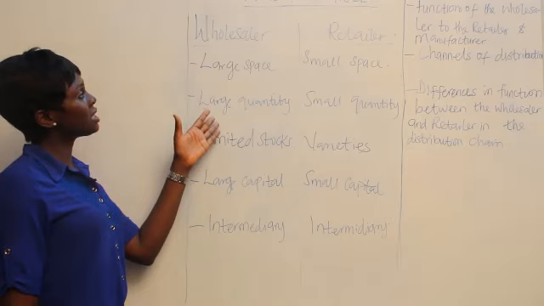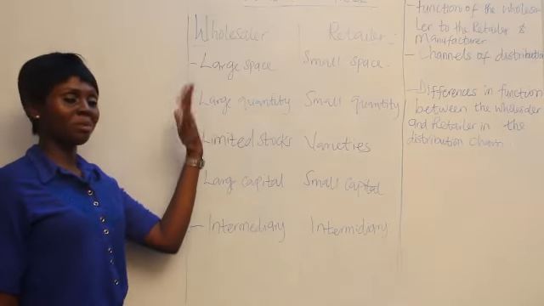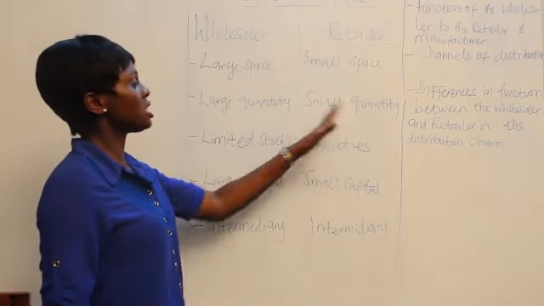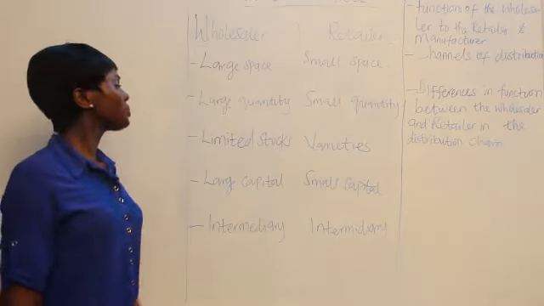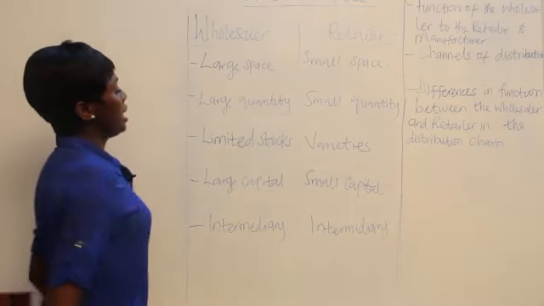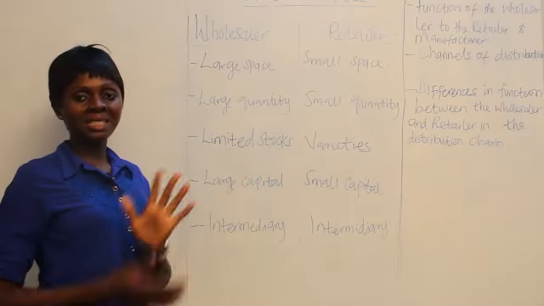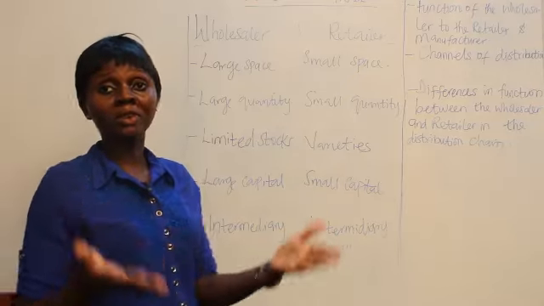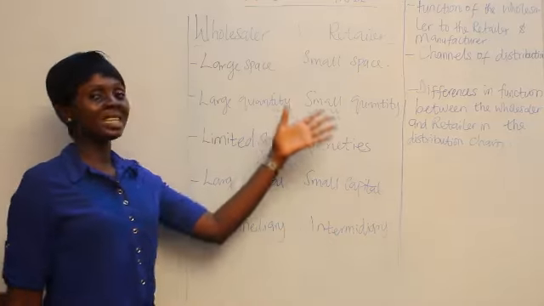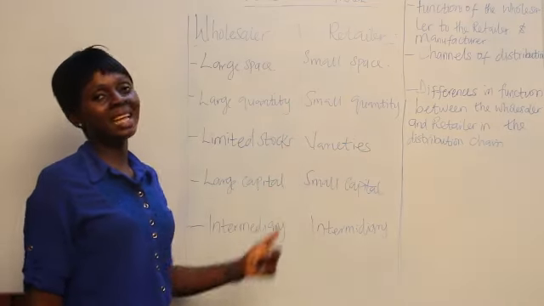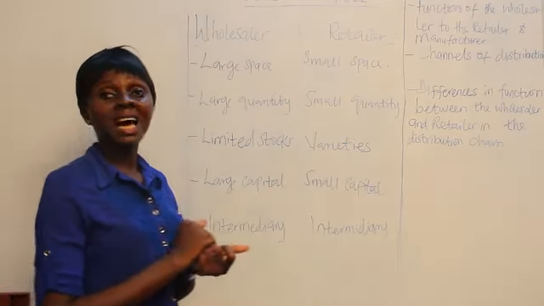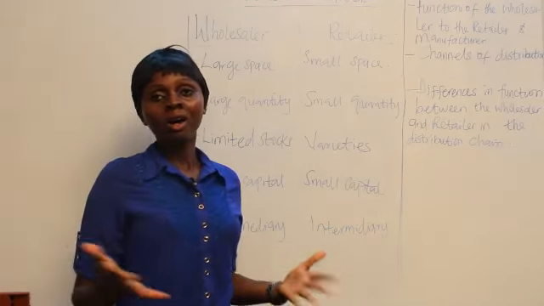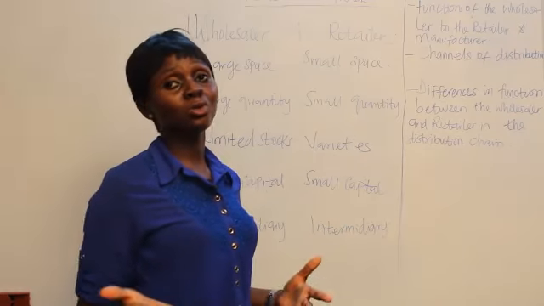Now, the wholesaler buys in large quantities from the manufacturer. They buy in bulk. The retailer buys in small quantities from the wholesaler. Now, limited stocks. The wholesalers are limited because they buy just a particular product from the manufacturer and they sell to the retailer. But the retailers have varieties because most of them have like 2 or 3 or more suppliers that supply goods to them.